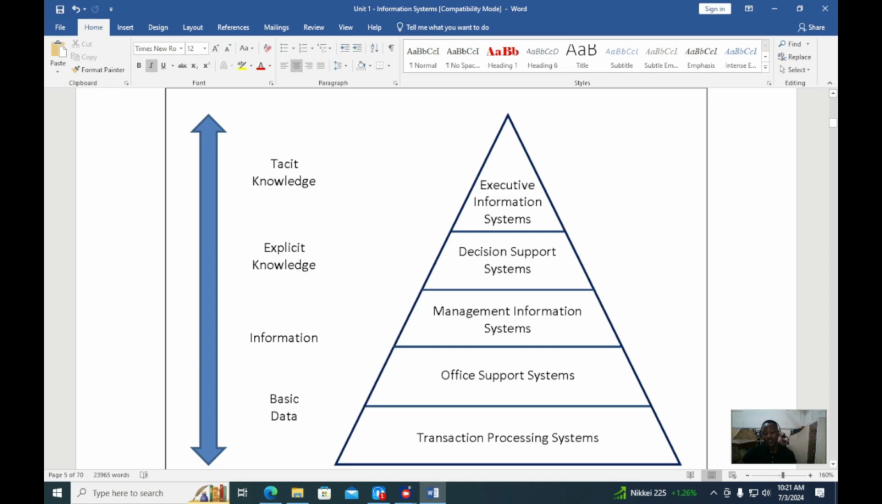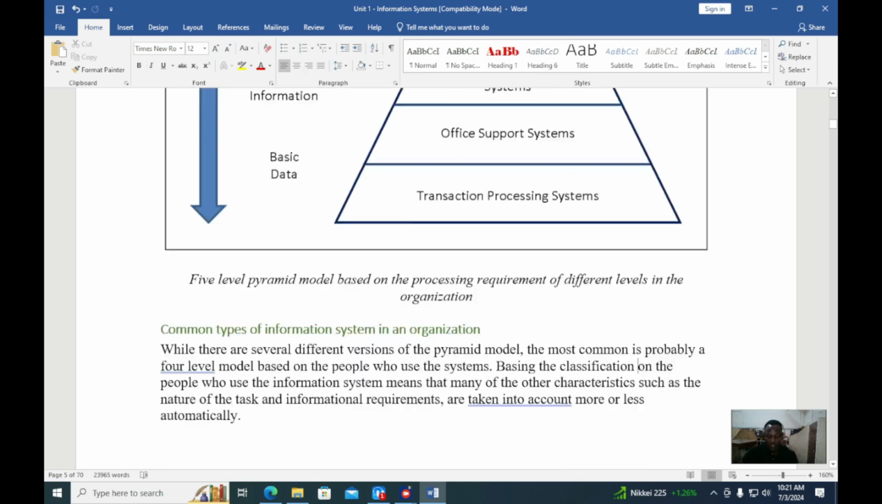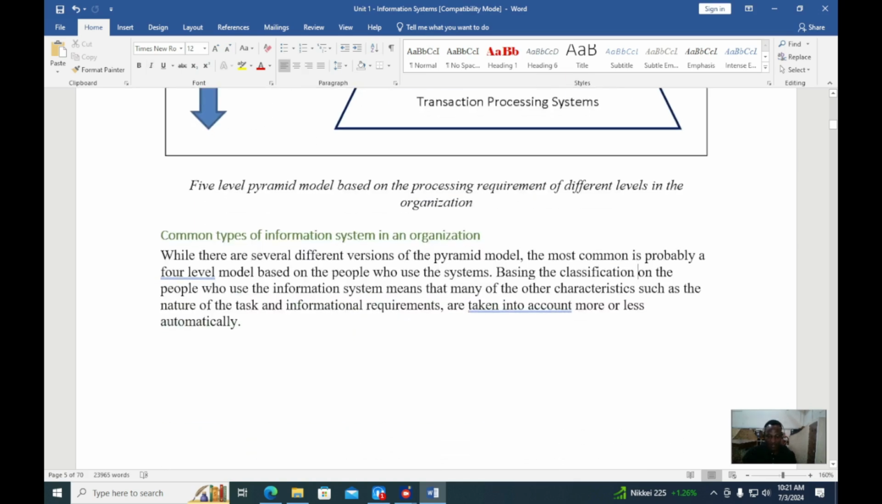The executive information system is for tacit knowledge. Decision support systems give us explicit knowledge. Management information systems give us information. And then we have the office support systems that are also there to provide information. And then we have the transaction processing systems that give us the basic data.